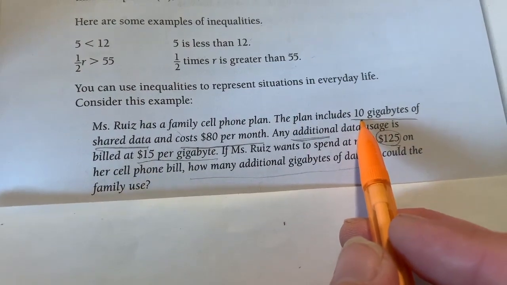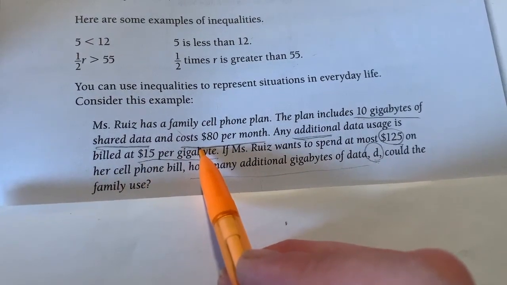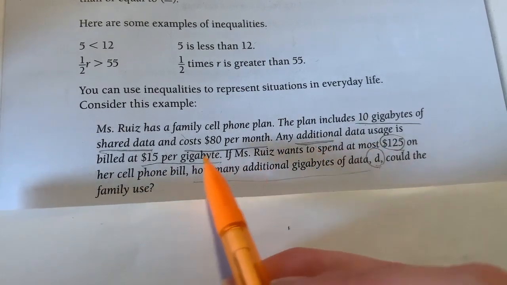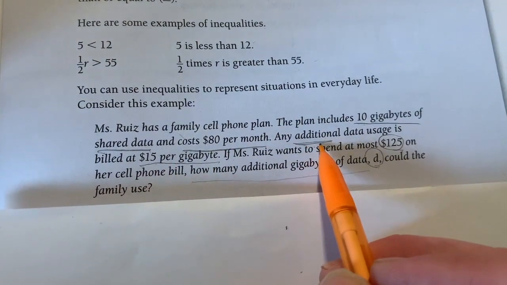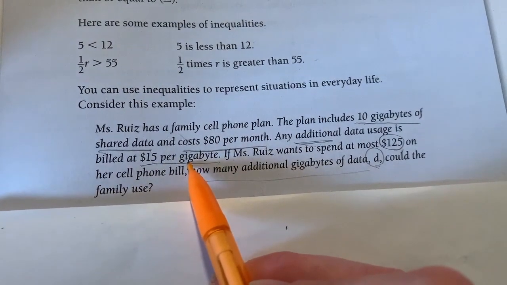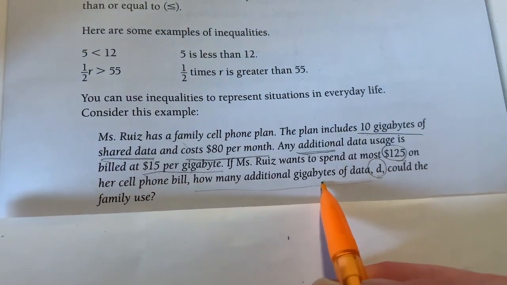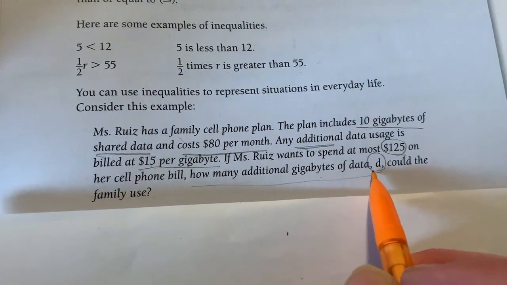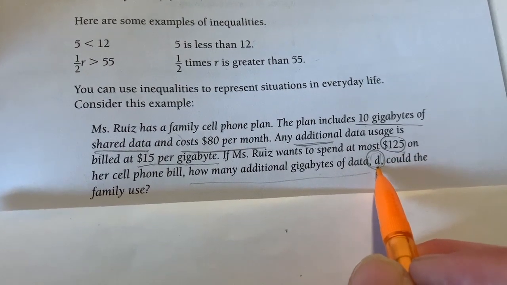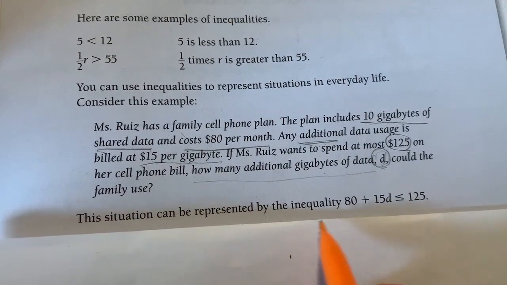The plan comes with 10 gigabytes of shared data and costs $80 a month. For additional data usage, it's billed $15 per 1 gigabyte extra. So they're asking how many additional gigabytes of data, which we're going to use D for, the family could use. So this is the equation that they came up with.